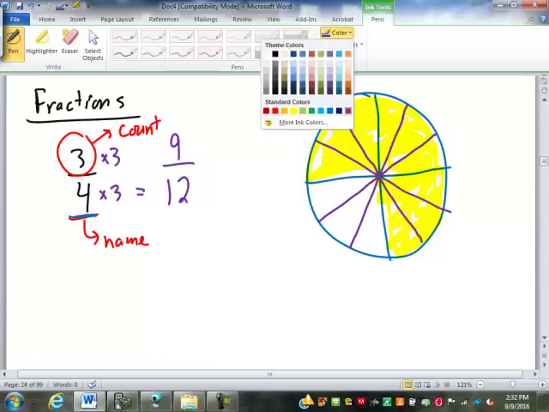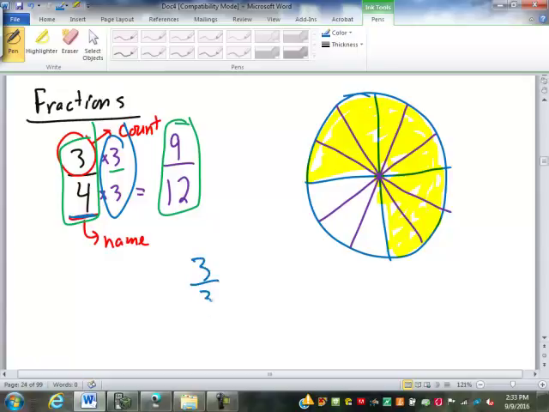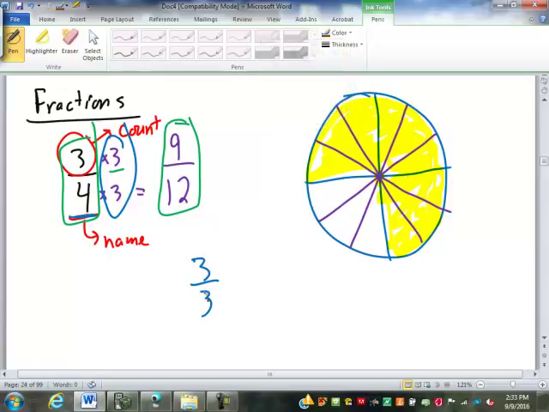Do we have any more or less than we did before? No. What we have, the colored in space, is exactly the same amount as it was before. 9/12 and 3/4 are exactly the same amount. They just look different. Well, how were we able to multiply and still keep the same amount? Well, it's because of what we did here. We multiplied by 3/3. 3/3 is telling us, well, the bottom three is telling us it takes three pieces to make a whole object. The top three is telling us we have three pieces. In other words, we have one whole object.